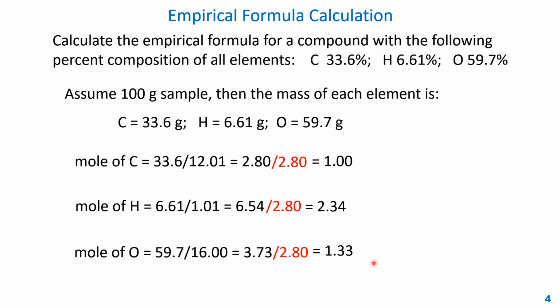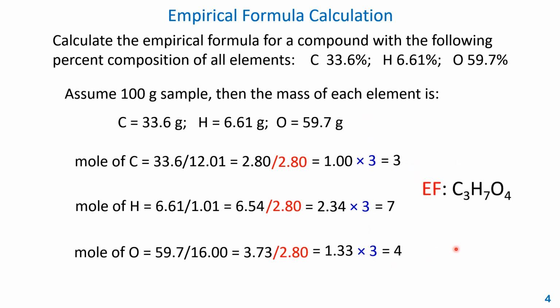Because the subscript must be a whole number, we need to multiply with something to convert all of them to whole numbers. For this example, we should multiply all numbers by 3. And this will be 3, this will be 7, this will be 4. Why? Because if you look at the decimal numbers, 0.34, 0.33, basically they are 1/3. So you multiply with 3, then you can convert to whole numbers. Of course, you have a little bit of rounding off, but you will find 3 is the number you need to multiply.